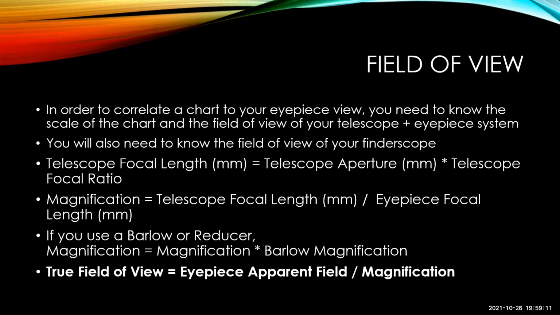Okay? So then for our true field of view, how much sky we actually see through the eyepiece and the Barlow and the telescope, the true field is the eyepiece apparent field divided by the magnification. So for example, I know that my 8-inch telescope, which is an f7.6, and my favorite 24 millimeter eyepiece and no Barlow, all of that will give me a 1 degree field. I just know that.